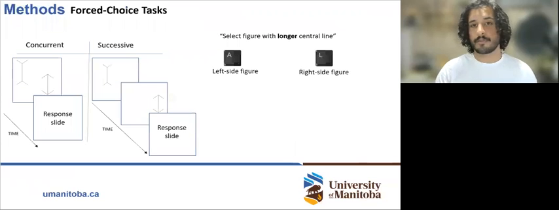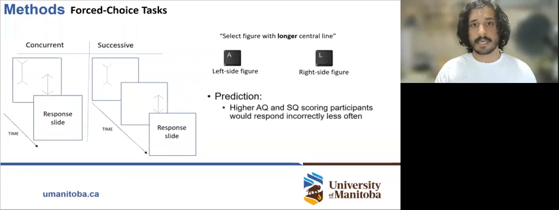2 of the tasks were forced choice tasks, where participants responded with direction-congruent key press to the longer central line of a composite pair of Müller-Lyer figures. Both tasks presented composite Müller-Lyer pairs where one figure was longer than the other. Task 1 presented the figures concurrently, whereas Task 2 presented the figures successively. And we hypothesized that participants with higher autistic trait expression would respond incorrectly less often than participants with lower expression.